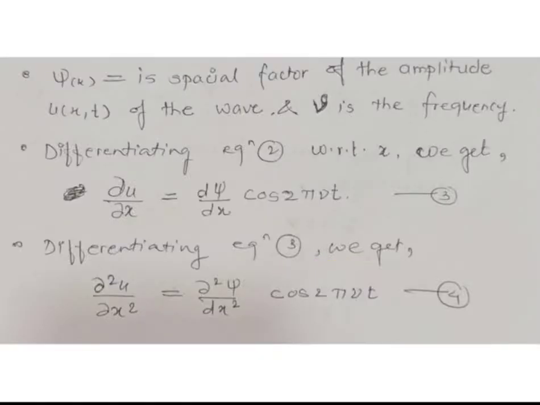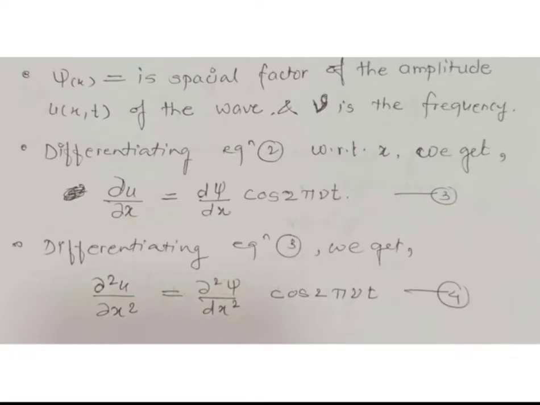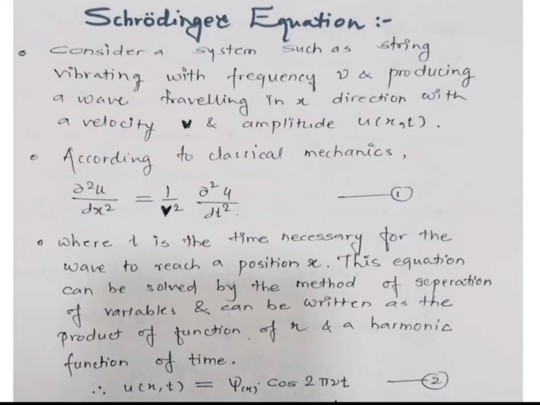Now psi of x is a space factor of the amplitude u(x,t) of the wave, and nu is the frequency. Now we are going to differentiate equation number 2 with respect to x. So this is our equation number 2 and we are going to differentiate this equation 2 with respect to x, that is, change in position.